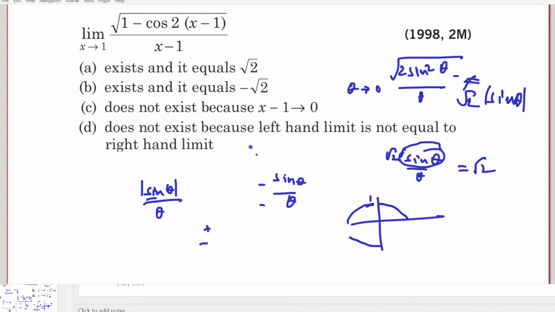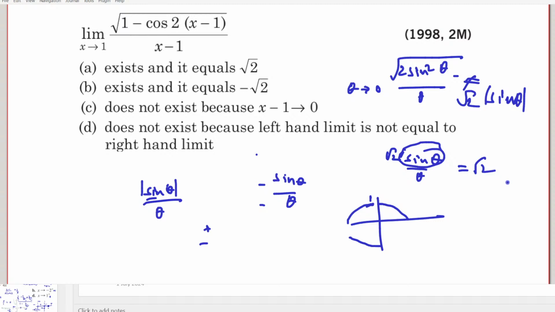Okay, so now what is the limit? Theta tends to zero. And when theta tends to 0, what is the limit? One, sir. No, it is not one.